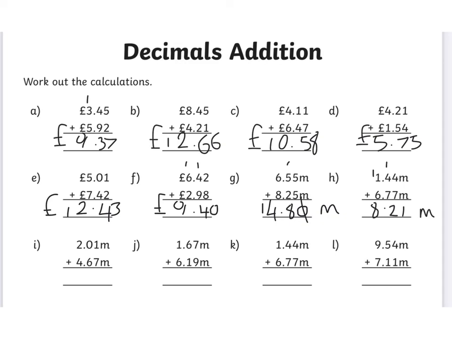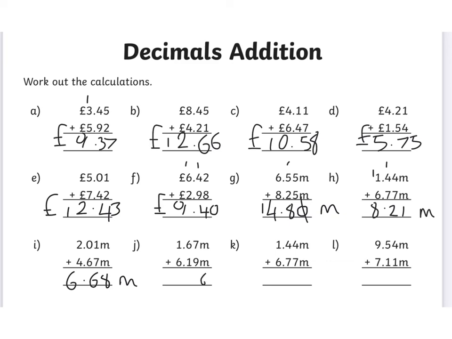Okay, right, so if we move on. Okay, 1 plus 7 is 8. 0 plus 6 is 6. It's a very easy one. 6 pounds. Oh, sorry, this is meters. 6.68. 7 plus 9 is 16.